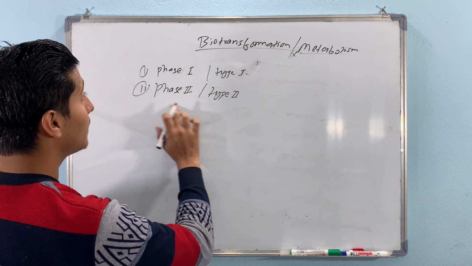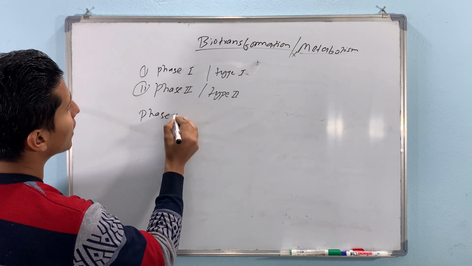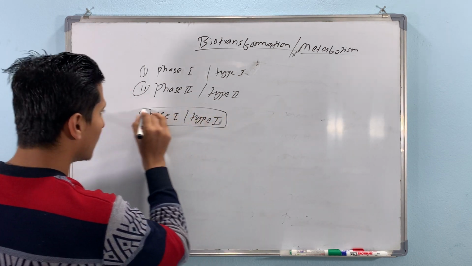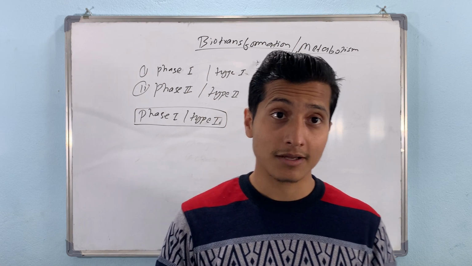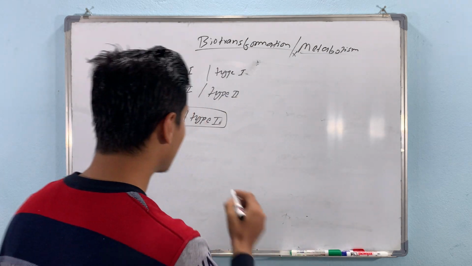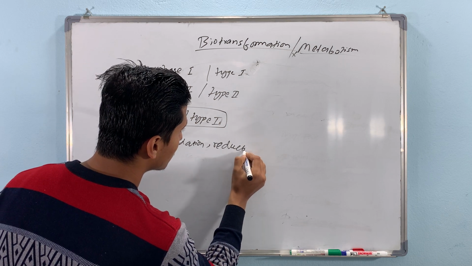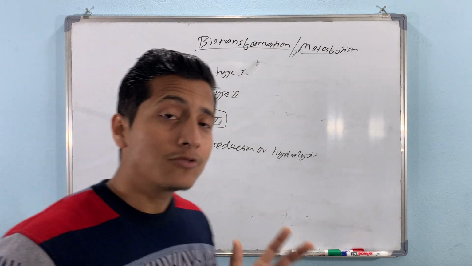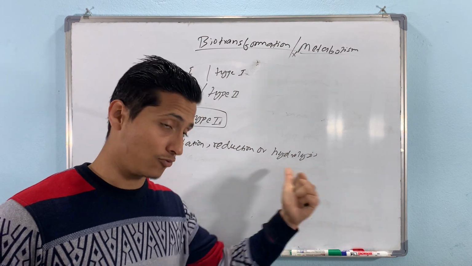Okay, so let's talk about the phase 1 or type 1 reaction. So what's phase 1 and type 1 reaction? Whenever we talk about phase 1 and type 1 reactions, first three words that have to come in our mind are oxidation, or reduction, or hydrolysis, right? So phase 1 or type 1 reactions are those reactions which involve oxidation, reduction, or hydrolysis.